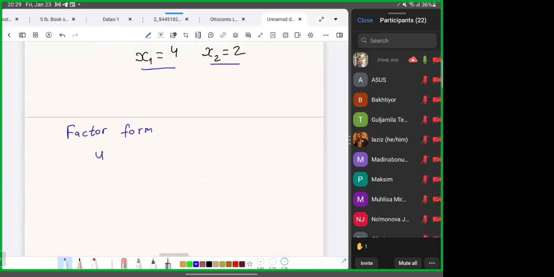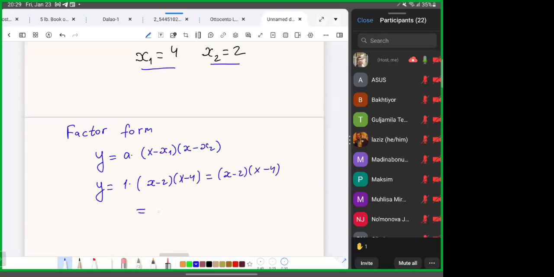Factor form is when your parabola is given as a times (x minus x1) times (x minus x2). This will be the factor form of your parabola. Now you can use it. So y, a is 1 in our case, it is (x minus 2)(x minus 4). So this is your parabola. This is the same exact parabola.